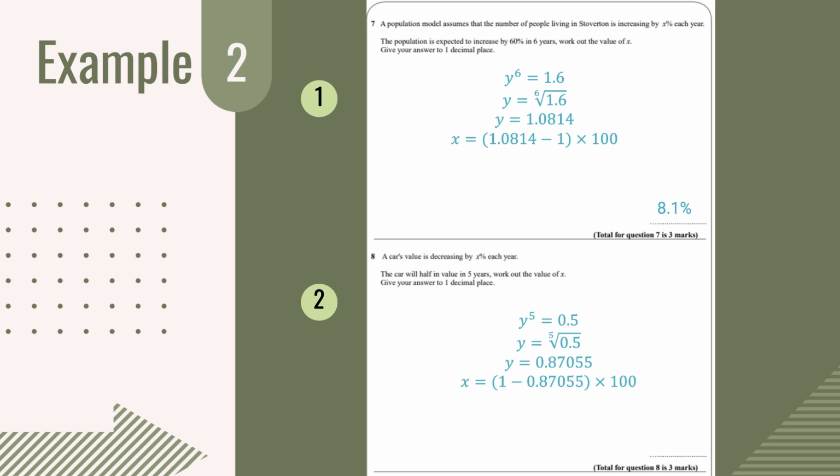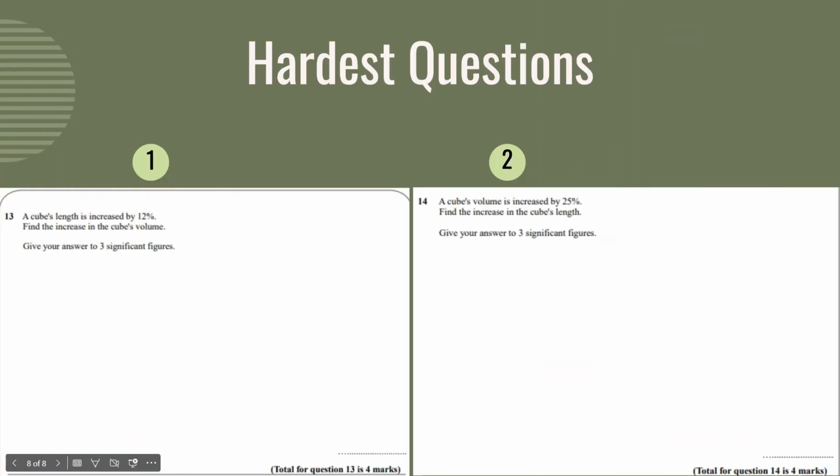Now, as this is less than 1, we do X will equal 1 minus Y times 100, so our X value is 12.9%. Here are some of the hardest exam questions you'll probably be asked on repeated percentage changes. Have a go, pause the video, and unpause when you've done. So, in our first question, a cube's length is increased by 12%. Find the increase in the cube's volume. Give your answer to 3 significant figures.